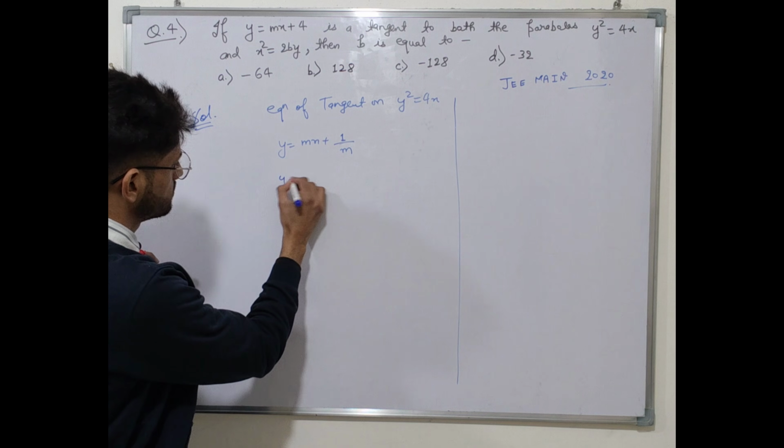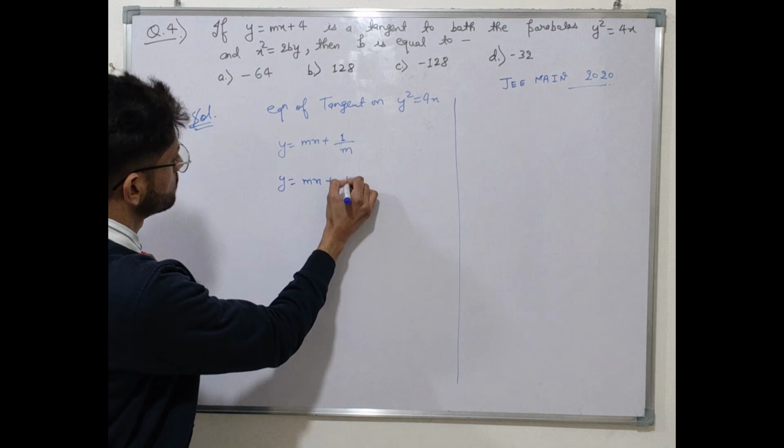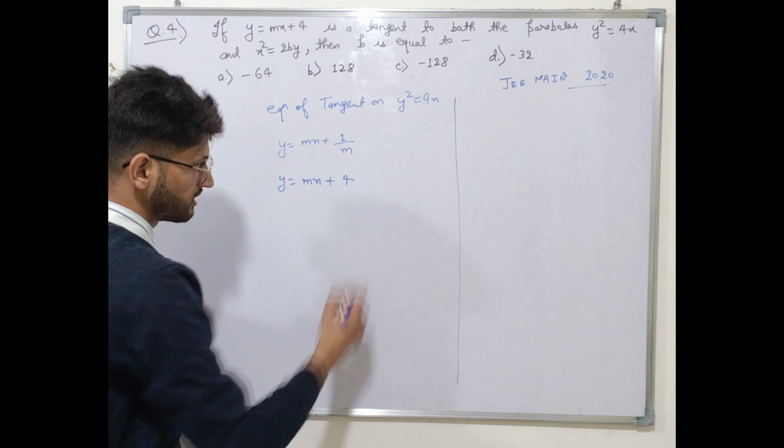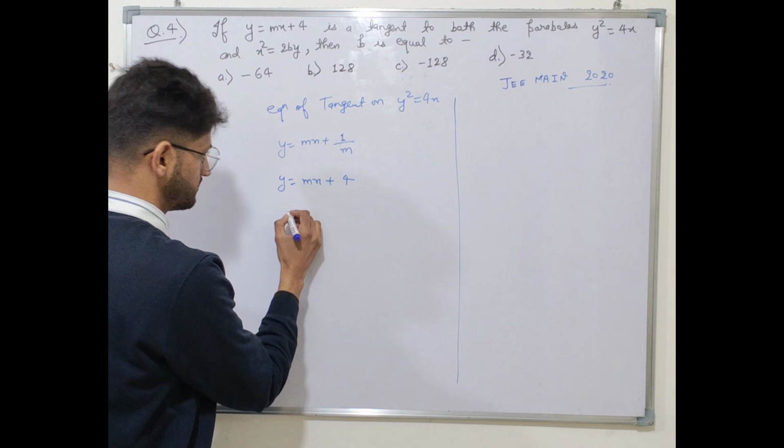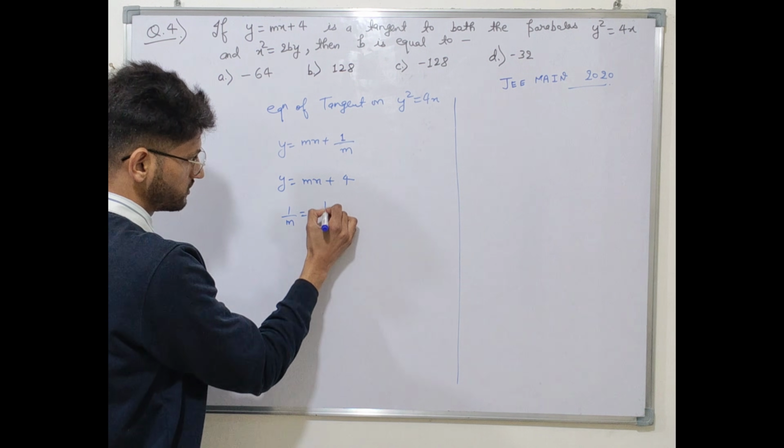So again we have been given the equation of tangent as y equals to mx plus 4, as we can see here. So now we can compare this and we can write the value of m. On comparing, we can write 1 upon m equals to 4.